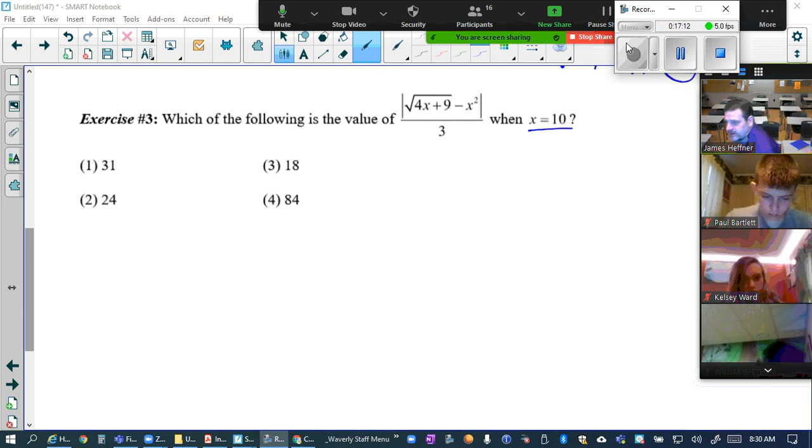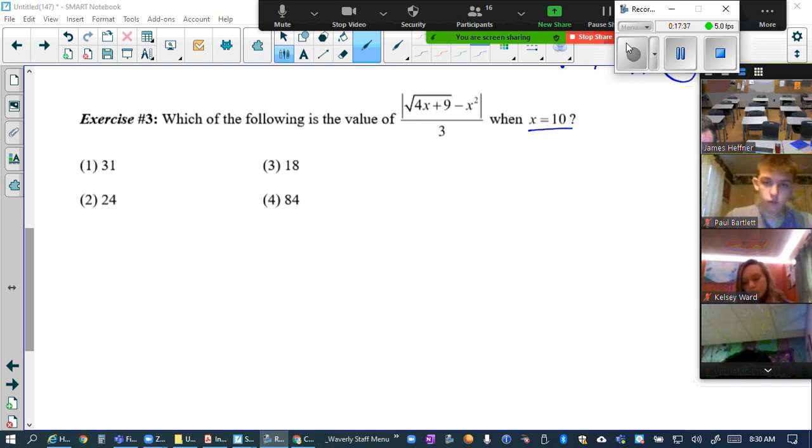All right, somebody here says they got 31 or choice 1. Does anybody agree with that, or did somebody get something different? All right, well, it is choice 1, 31. Okay, so let me run through this real quick, make sure everyone understands it. So we're just going to plug in, and my screen is sharing, right?